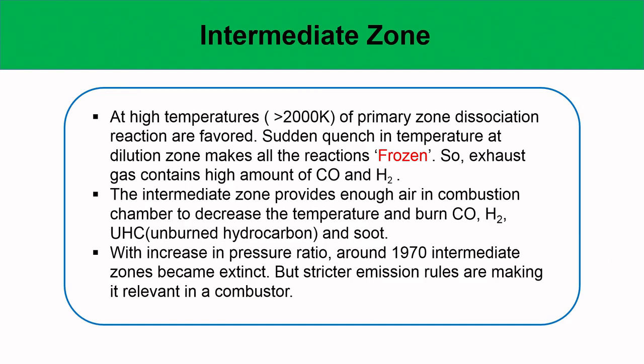and the intermediate zone essentially provides you enough air in the combustion chamber to decrease the temperature and burn the CO and H2. Okay. So if this intermediate zone was directly followed by the dilution zone, the dilution zone puts in a lot of air, right. So that would have cooled the high temperature combustion products to so low temperature values that the reaction will be frozen, and if it was a situation of chemical equilibrium, then that will contain a lot of CO and H2.